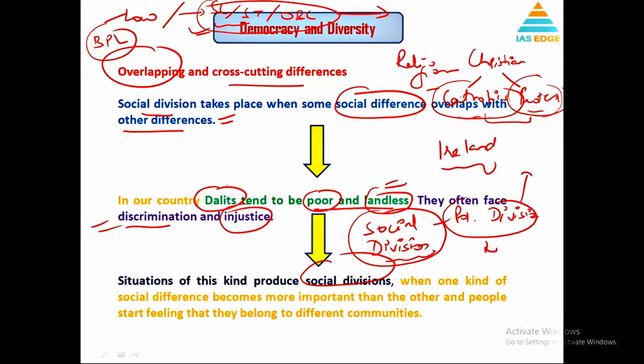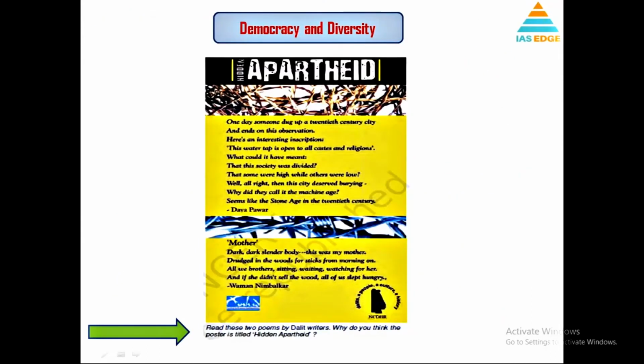For example, a lot of people who believe in left ideology, they support Dalits. They fight for the cause of Dalit. They empathize with Dalit. Okay, so that can also be there. So we can say that in this situation, social divisions are created when one kind of social difference becomes more important than the other, and people start feeling that they belong to different communities.